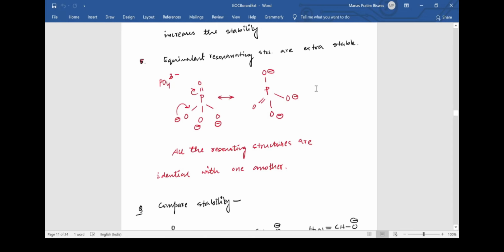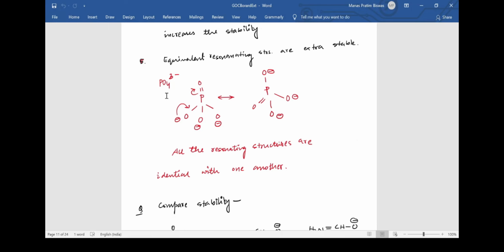And in point number 5 we can say that the equivalent resonance structures are extra stable. What are equivalent resonating structures? They are such structures that are equal in nature. Suppose I'm explaining this with an example. We have phosphate ion PO4 3-. This is an anion, and suppose I've drawn the structure. We have P double bonded O at the top, and then we have 3 O minuses.